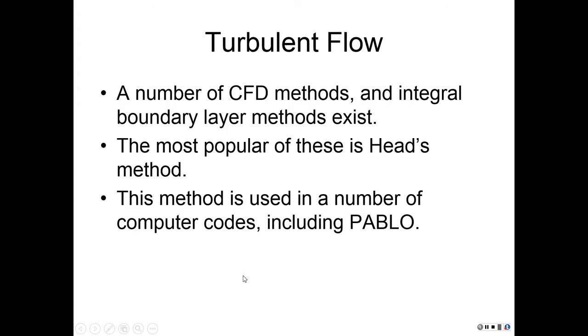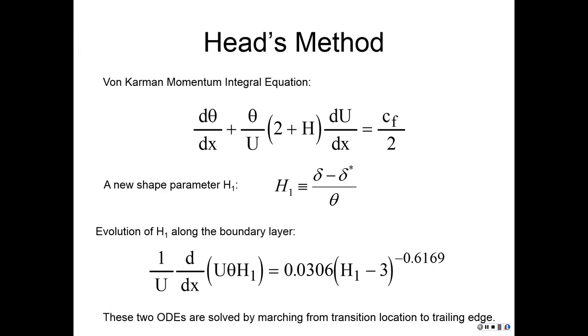Once you have become turbulent, you need to use another empirical method. Thwaites method no longer works. So there are lots of approximate methods available. Many programs use a technique called Head's method. This is available in Pablo, Xfile, Java file, and many other programs. So Head's method, you solve an ODE, ordinary differential equation, for the growth of momentum thickness in the turbulent flow, starting from the transition location. This is a first order ODE.